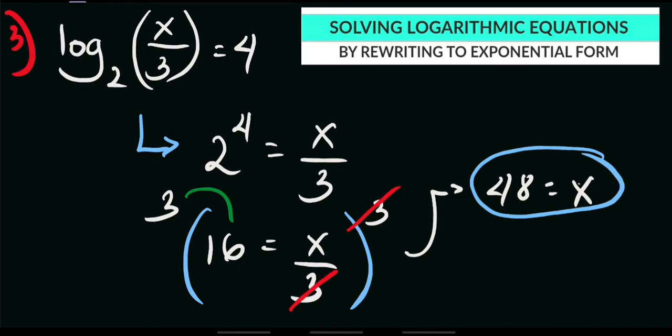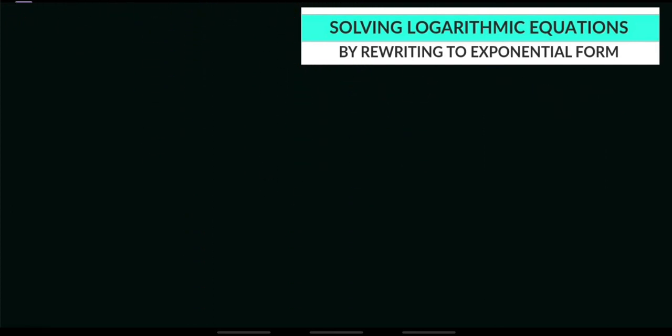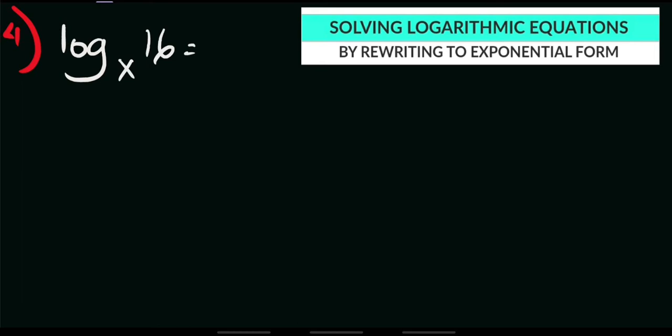Okay? So if you want to double check your answer, just substitute the value of 48 as the value of x to our original problem. Okay, that is our example number 3. Next, number 4. Okay, so for example number 4, let's try to solve this one. Let's say we have the logarithm of, say, 16 with the base of x, and that is equal to 2.